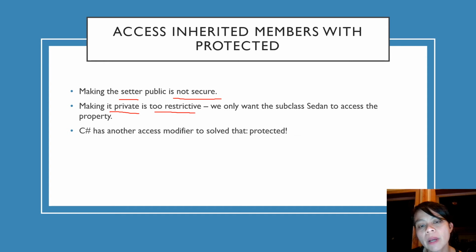We only want the subclass sedan to access the property and not anyone else. Okay, we only want subclass sedan to access the property. So what do we do? So C# has actually another access modifier to solve that. We have protected. Okay, it's called protected.